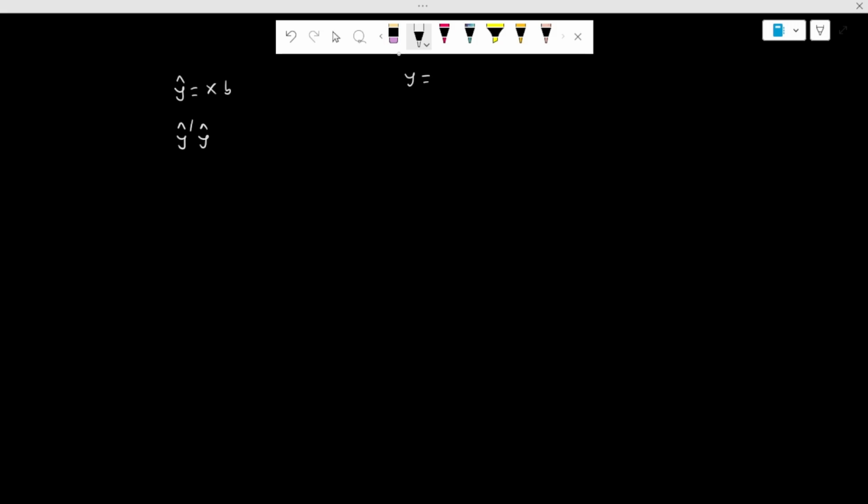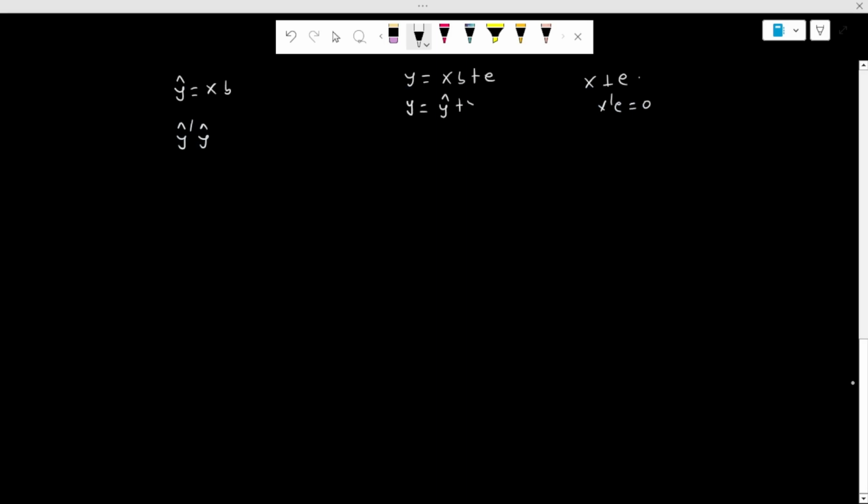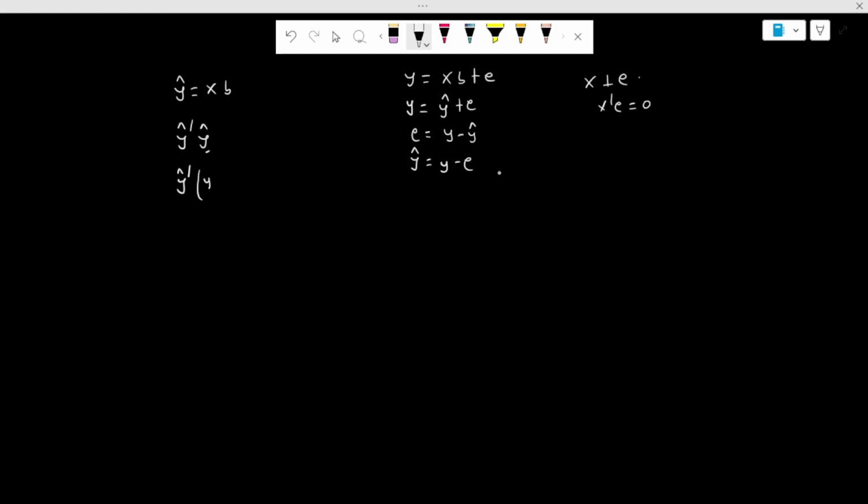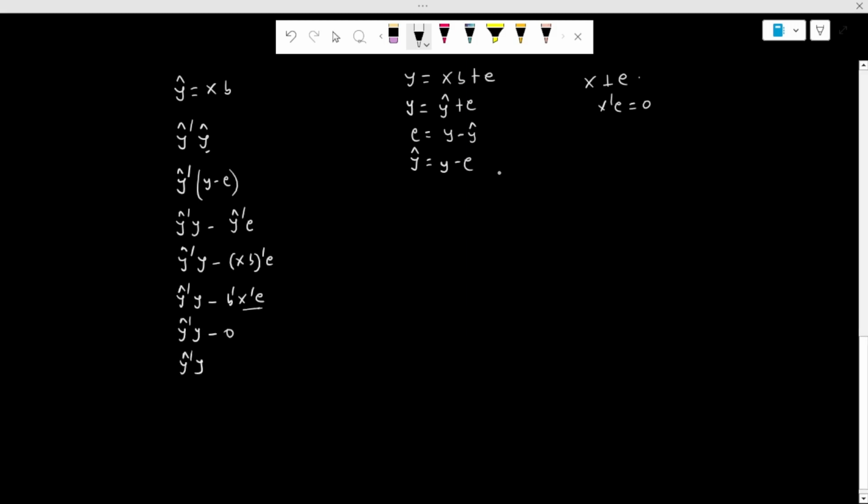Now we have y equal to x b plus e, and we know that x and e are orthogonal. This can also be written as y is equal to y cap plus e. Therefore, let us substitute y cap transpose, and for this y cap let us substitute y minus e. So this is y cap transpose y minus y cap transpose e, and if we apply the property (AB) transpose equals B transpose A transpose, this is y cap transpose y minus e transpose x b. Here x and e are orthogonal, so this is equal to 0, so we are left with only this term.